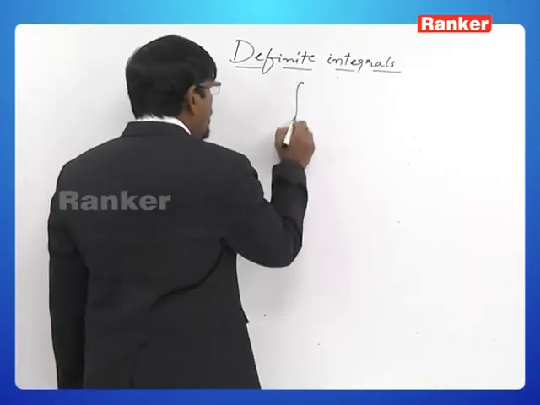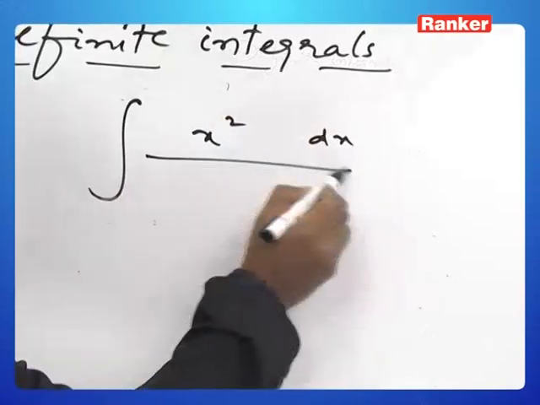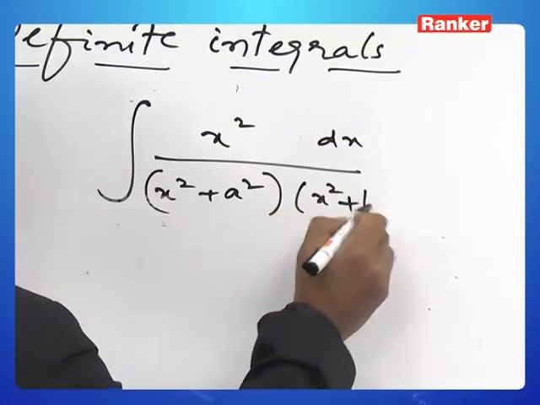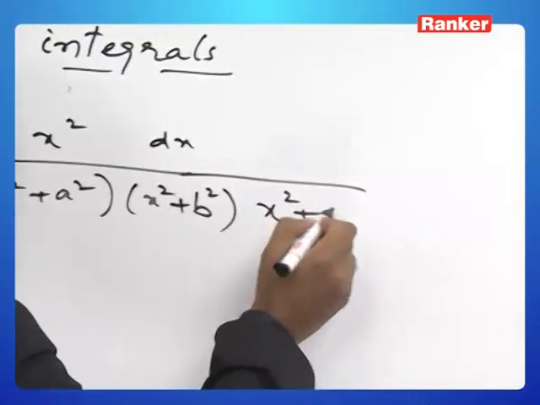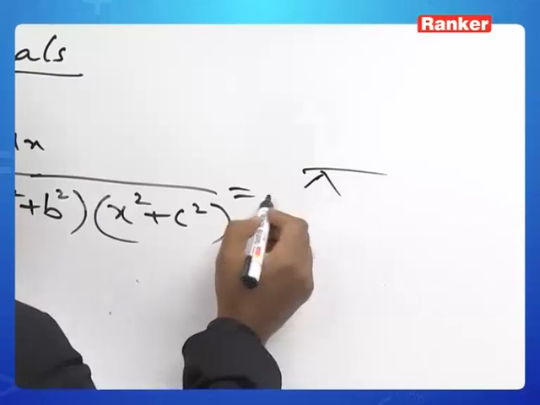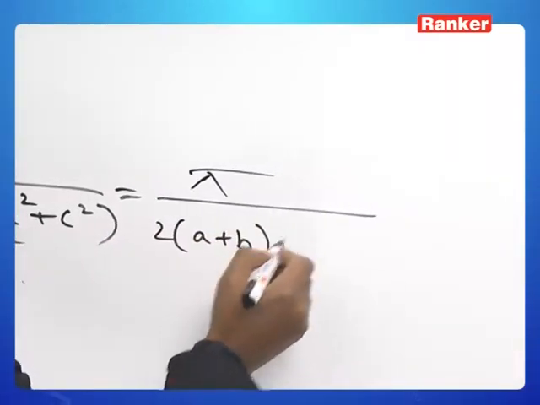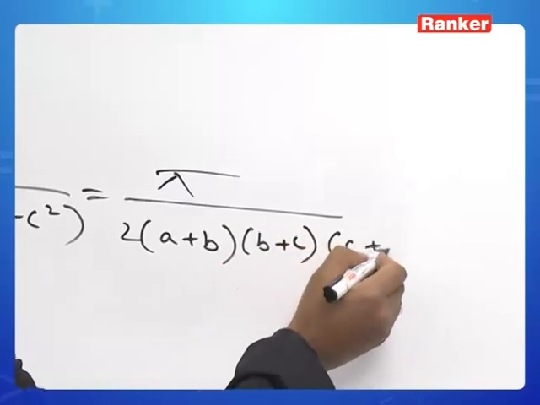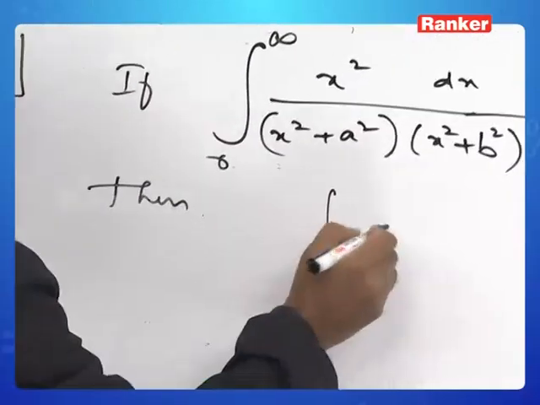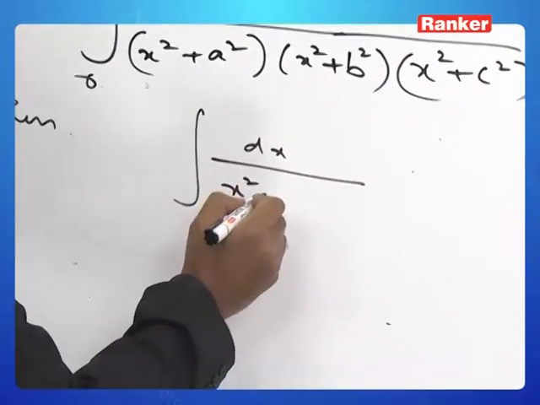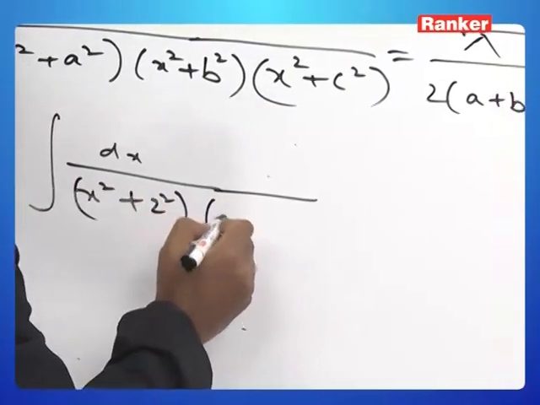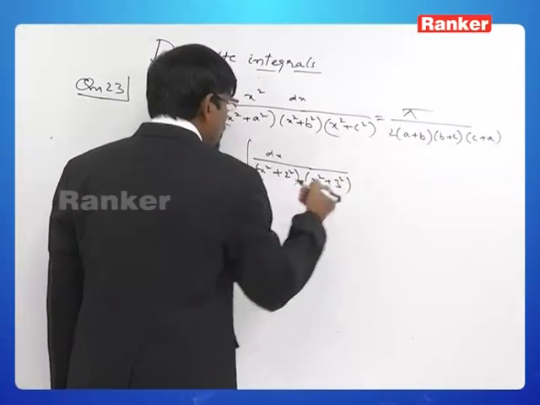So, what we are given is integral of x square dx by x square plus a square into x square plus b square into x square plus c square is given to be pi by 2 into a plus b into b plus c into c plus a. If this is given, then we are asked to find out the integral x square by, 4 I am going to write as 2 square, and x square plus 3 square. This is what we are asked to find out.